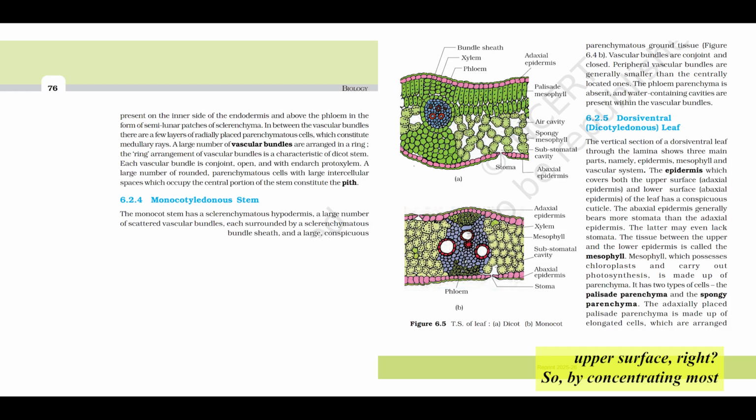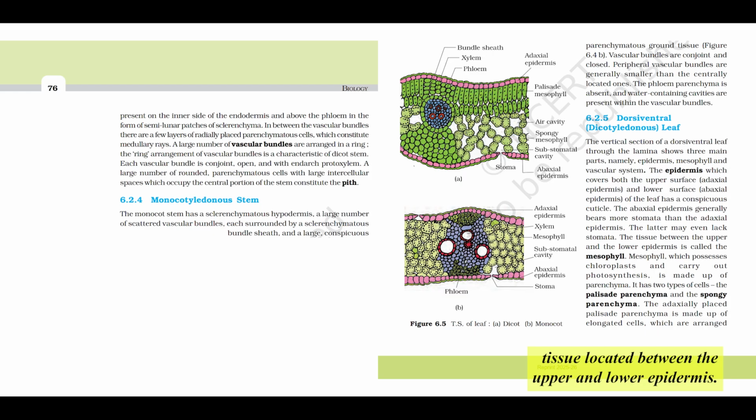So by concentrating most of the stomata on the underside, the rate of transpiration, that loss of water vapor, is significantly reduced. This strategic placement helps the plant conserve water much more effectively, especially in environments where water might be scarce. It's a smart, built-in water-saving mechanism. It prioritizes water conservation without completely shutting down the essential gas exchange needed for photosynthesis. Clever balance. Next, the mesophyll.